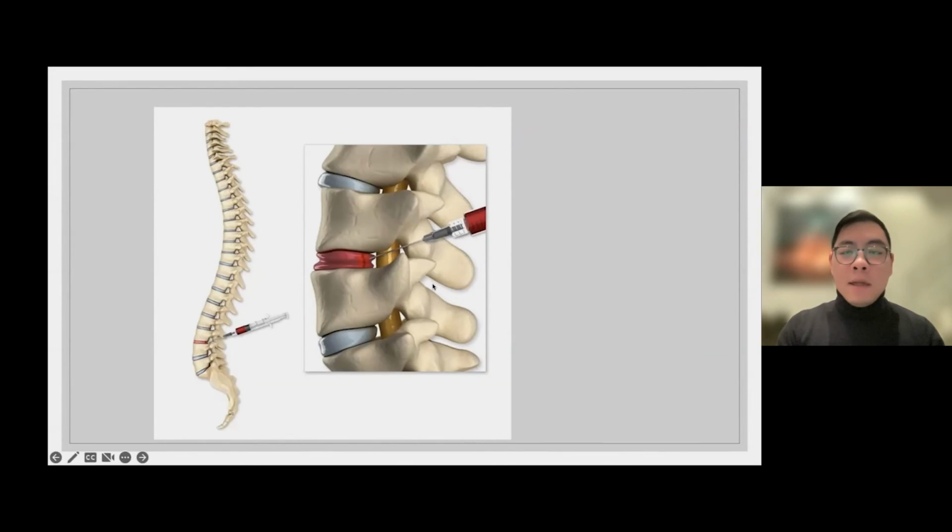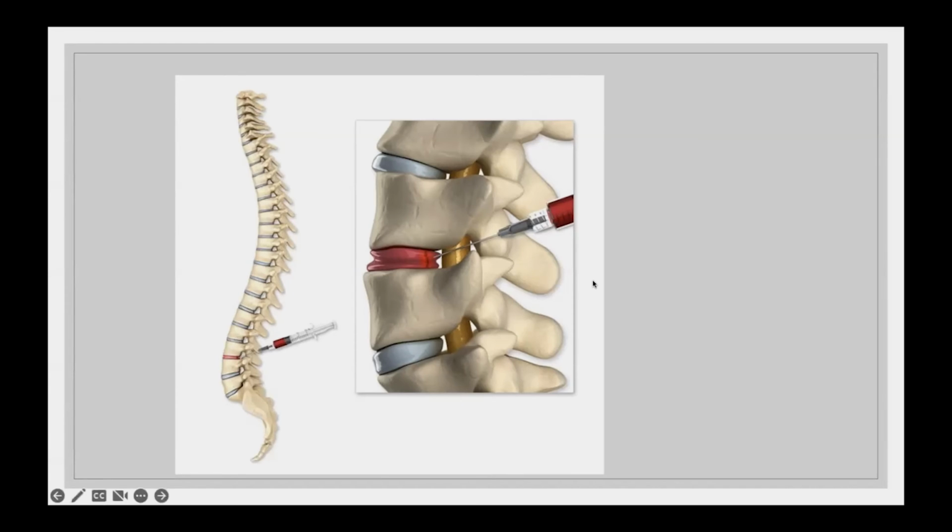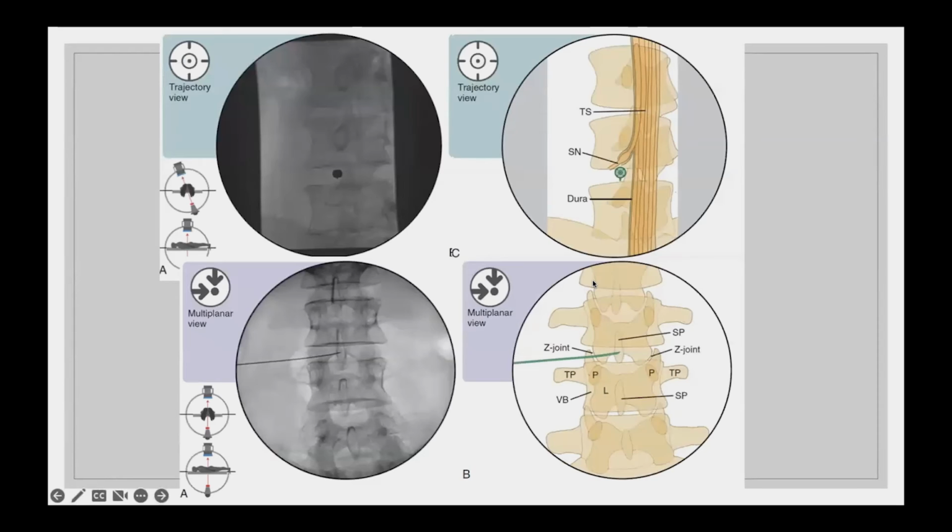Another area is along the sacroiliac joint area, but that has a little bit less information in terms of research. This is how we do it. We actually access the disc from the side. We go right in there with this needle under X-ray guidance and then deposit the PRP in there.